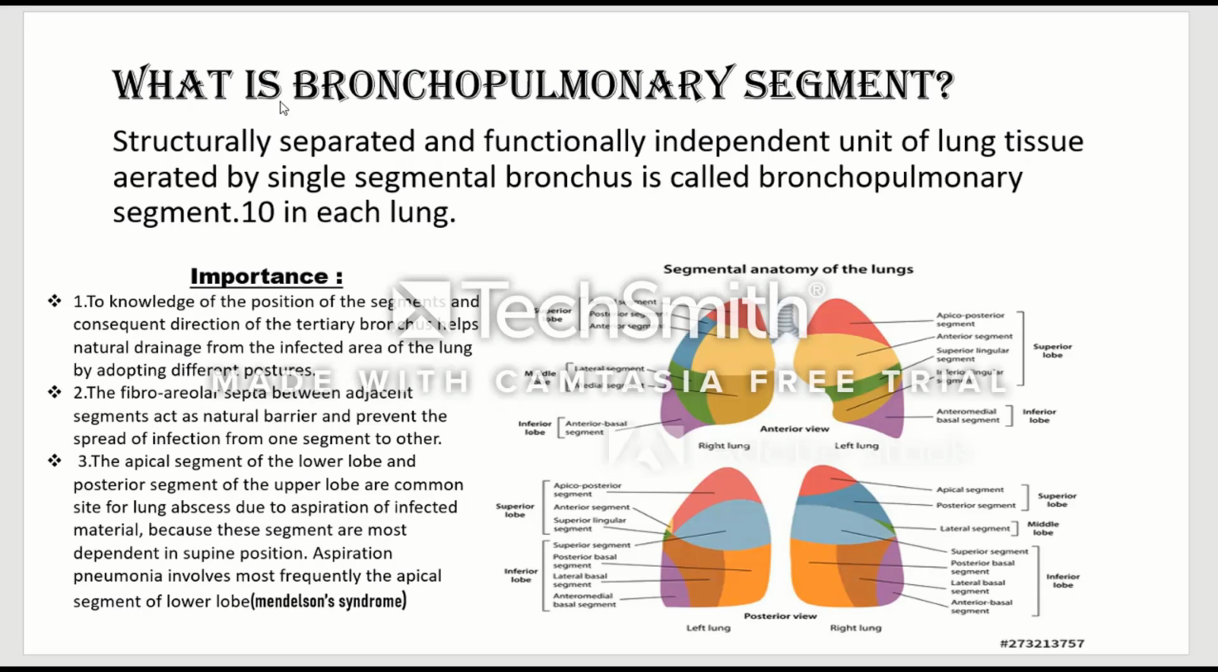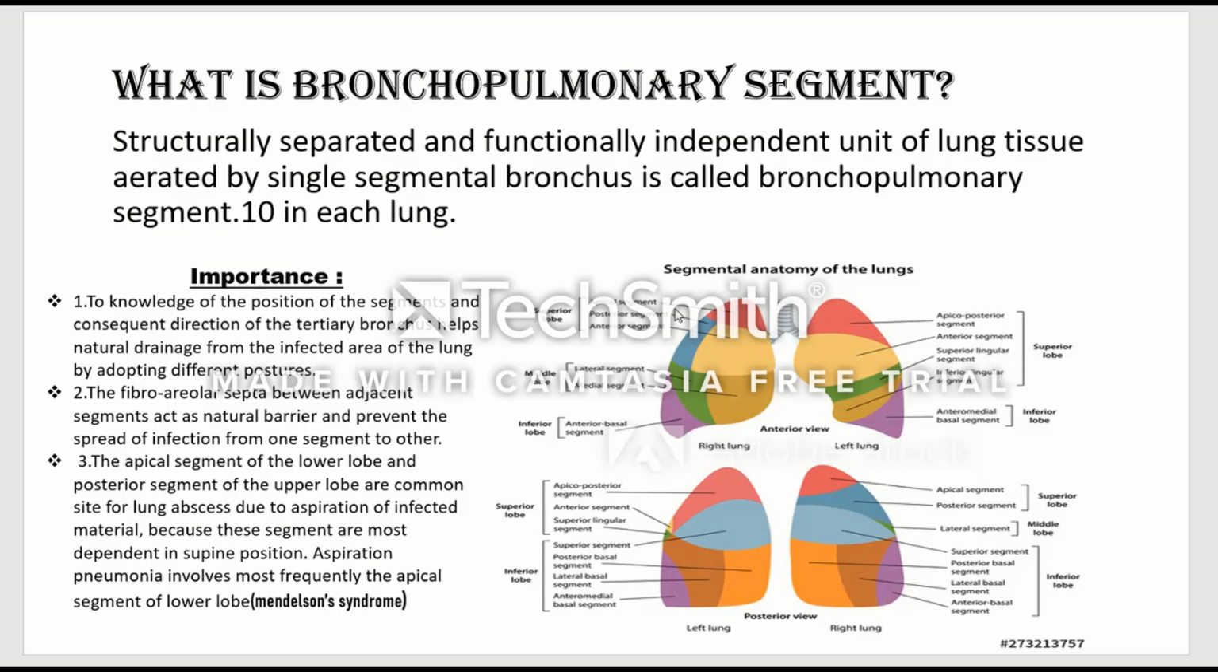Then ভাইভা এবং রিটেন কোশ্চেনের জন্য আরেকটা ইম্পর্টেন্ট কোশ্চেন হচ্ছে what is bronchopulmonary segment? Structurally separated, functionally independent unit of lung tissue aerated by single segmental bronchus is called bronchopulmonary segment. এই সেগমেন্টের এই ইম্পর্টেন্সগুলো নিয়েছি একে দত্ত থেকে। আর ফিগারের ক্ষেত্রে অ্যান্টেরিয়র ভিউটা দিলেই এনাফ.